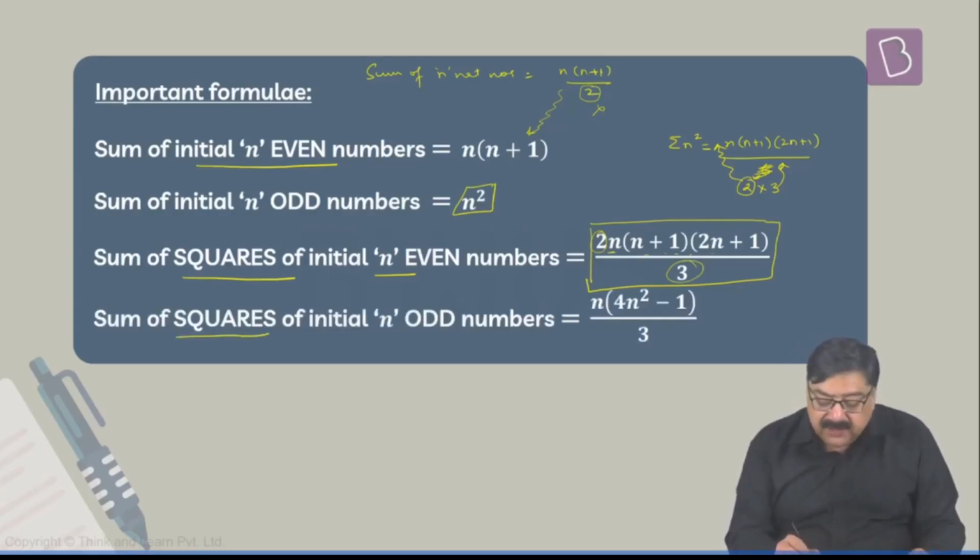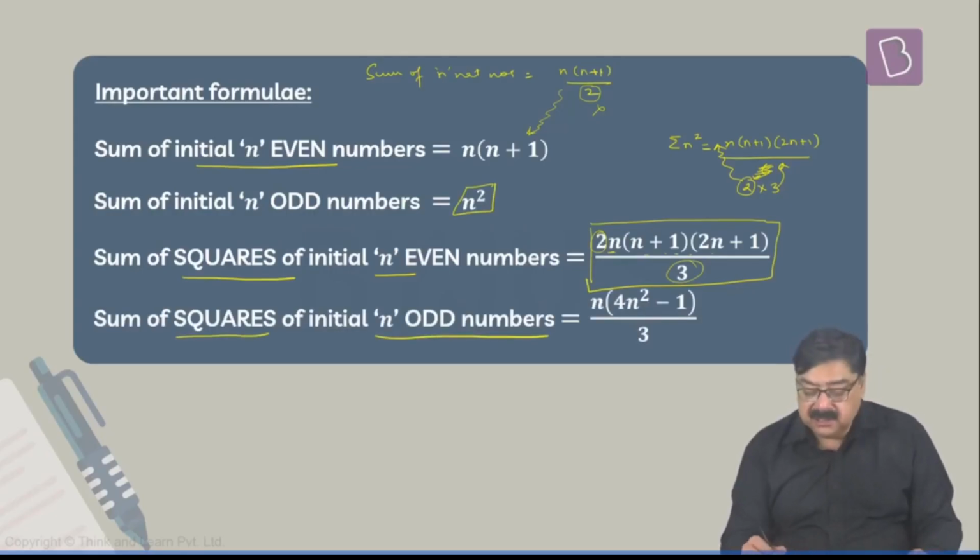Now, sum of squares of initial n odd numbers is n into 4n square minus 1 divided by 3. So this is something that you need to memorize.